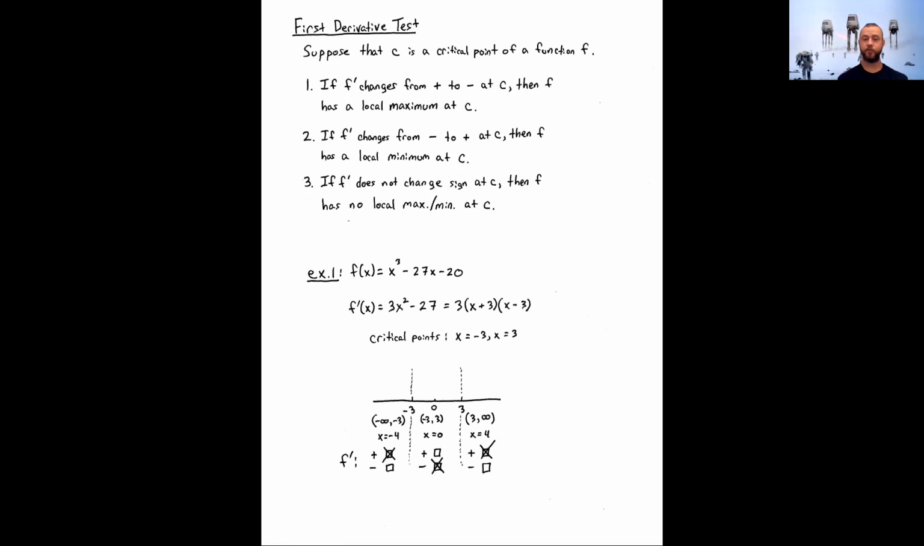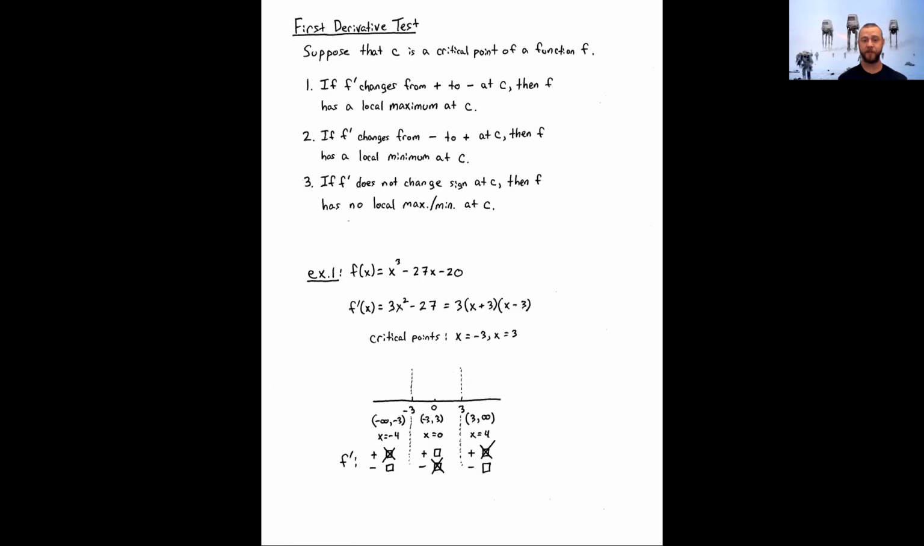Now, before we move on to example 2, example 3, and example 4, which I'll give everyone time to make an attempt at, let's go back to example 1 with our completed sign chart. At the time, we used our sign chart to determine the intervals where a function is increasing or decreasing. And as it turns out, this same sign chart works for our purposes now of the first derivative test.